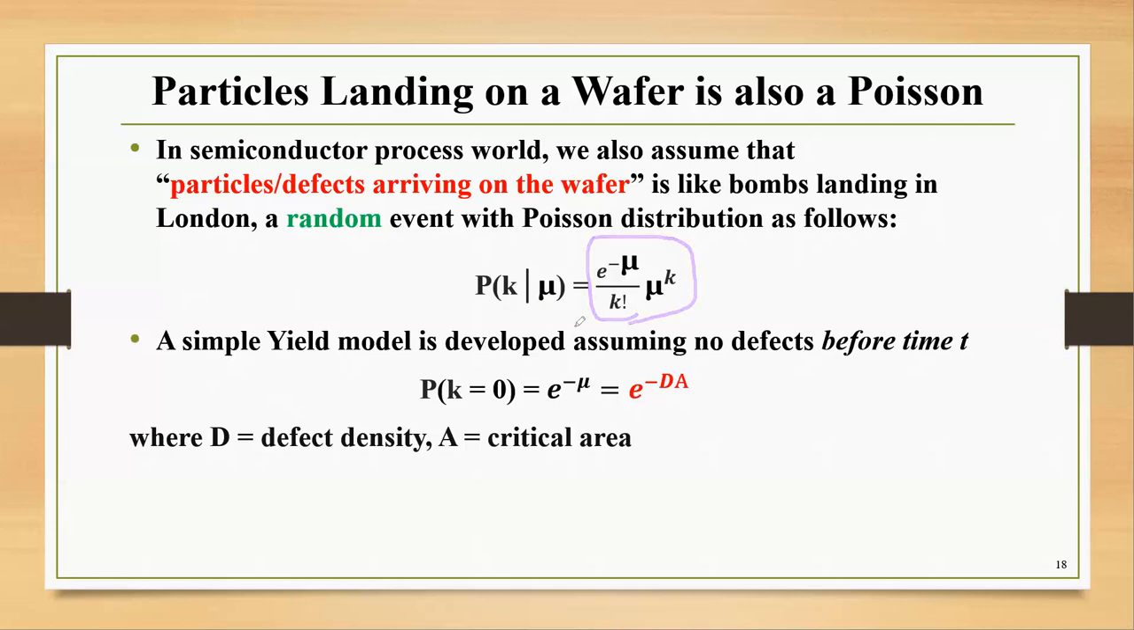Then the simplest yield model is developed, because what's a yield? Yield is that no defects before time zero. The mu is related to time, okay? And then k is your time zero here. You put k equal to 0 here, and then you put it into the formula here. 0 factorial is 1, right? And this is also 1. So you come up with this exponential minus mu. And this mu actually is your D times A. D is your defect density, and A is your critical area that is affected by the defect density.